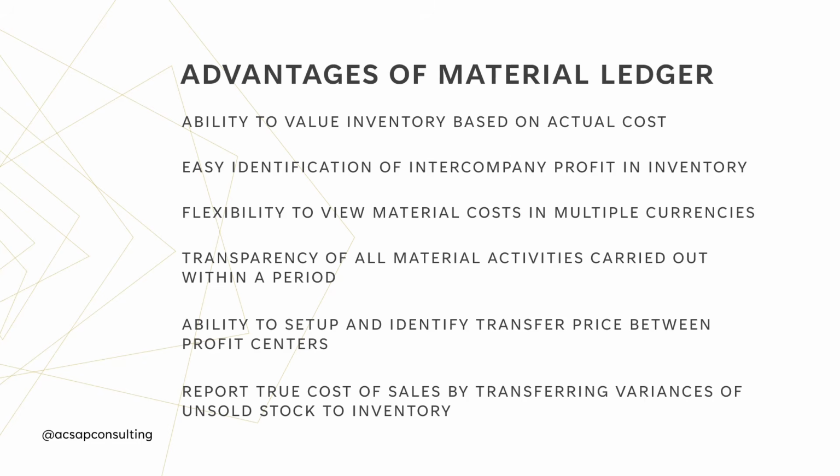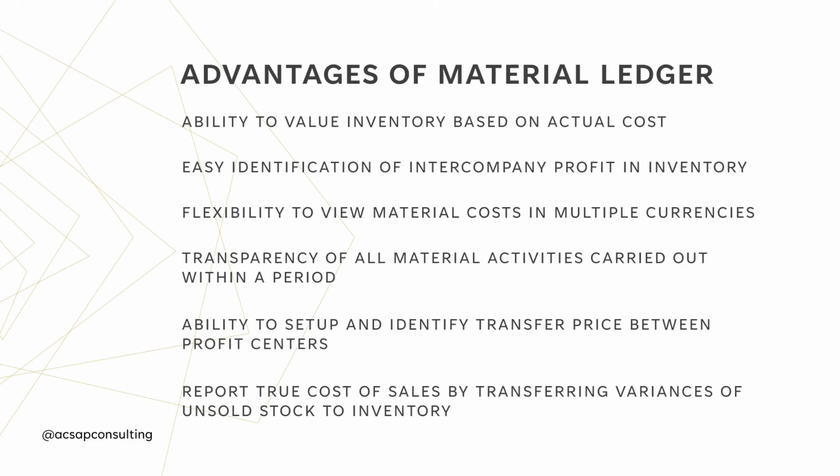So the first one is to evaluate inventory based on the actual cost. There has already been a video on this on the channel: whenever a product is costed by a standard costing run, that is actually an assumption, but it is not the actual cost of that product. In order to arrive at the actual cost, which might also include a lot of variances on top of the standard cost, that is actual costing. So material ledger helps to achieve that actual cost of that inventory.